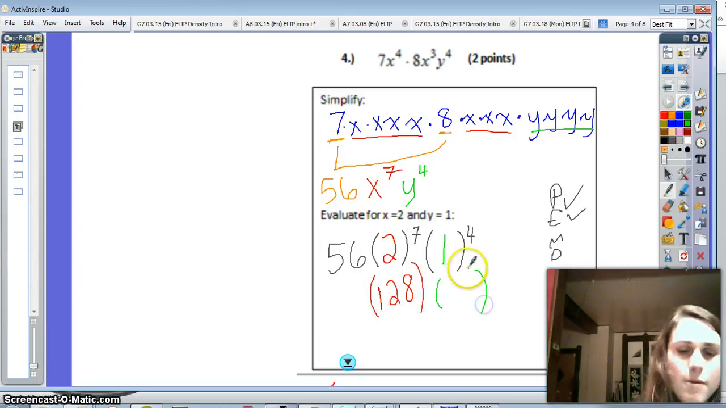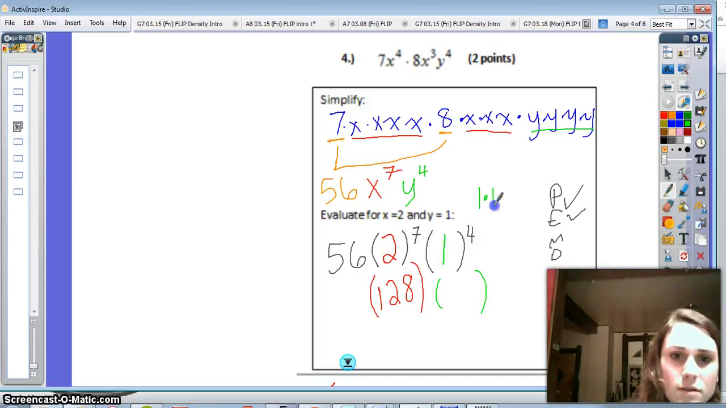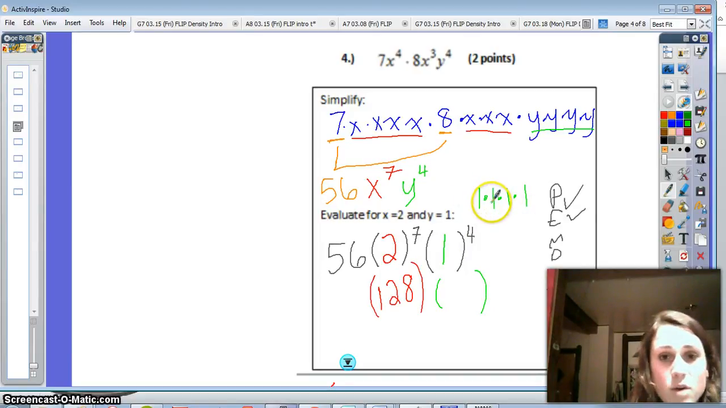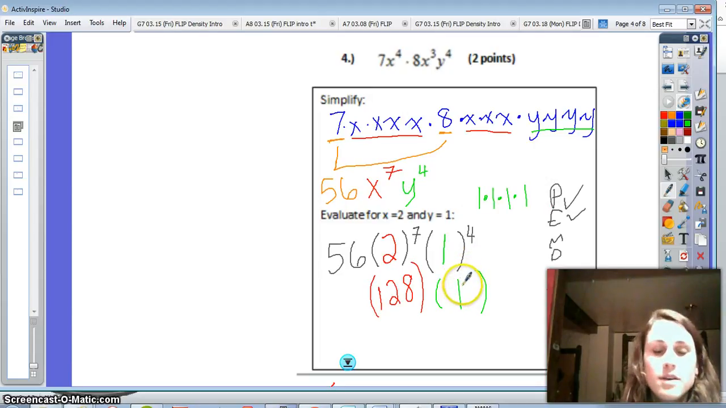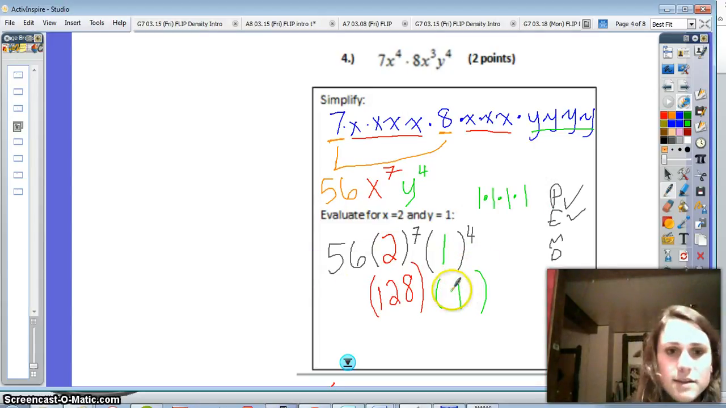1 to the 4th power. Now, think about this. 1 multiplied by itself 4 times. 1 times 1 is 1. Multiply that by 1, I stay with 1. It's going to stay 1. 1 to any power is 1. Okay, so that is 1.